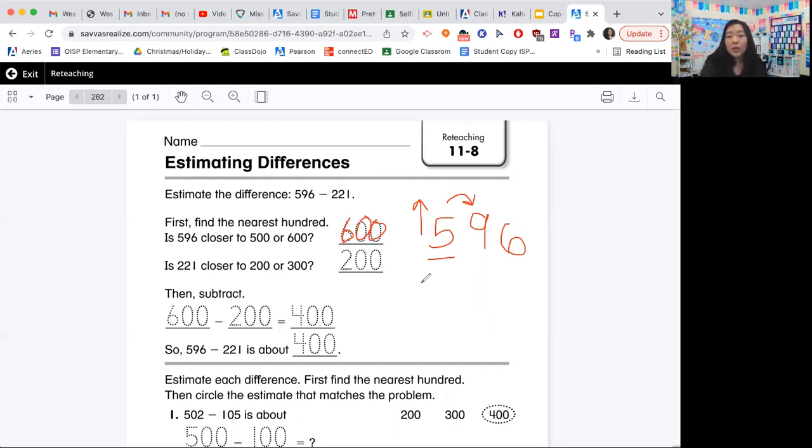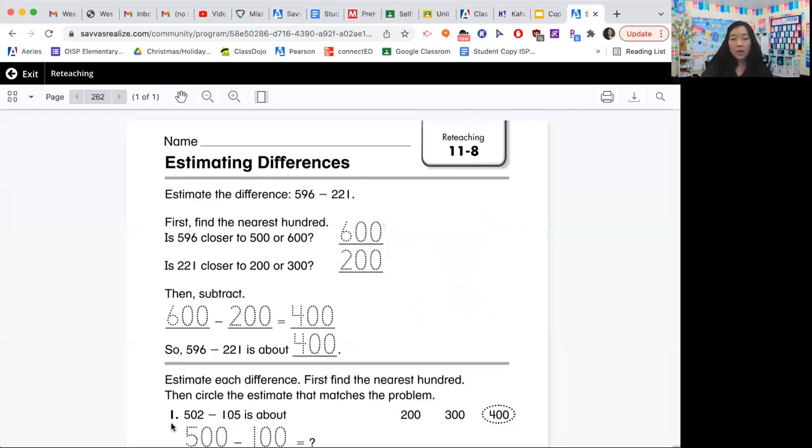Okay, what about 221? 221 wants to know, should I soar up to 300 or should I stay at 200? It's going to ask its next door neighbor 2. 2 says 4 or less, let it rest. So it's going to say, I think you shouldn't move up to 300. I think you should stay as a 200. So now you're going to subtract that. You're going to subtract 600 minus 200, which equals 400. So to estimate 596 minus 221 is about 400.